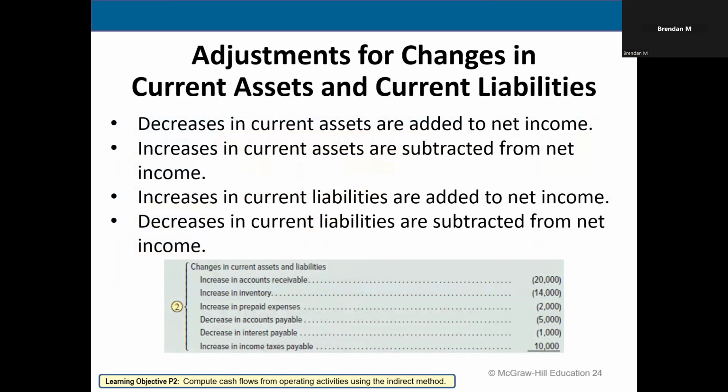Adjustments for changes in current assets. Well, been over this a little bit already, huh? Decreases in current assets are added to net income. Increases are subtracted. Increases in current liabilities are just that. They're increases. They are pluses, positive cash flow. Decrease in current liabilities, that's a cash outflow. Okay.